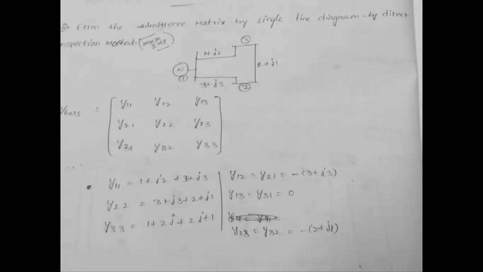Next Y22. Y22 is equal to 2 plus j1 plus 3 plus j3. Next Y33 is 2 plus j1 plus 1 plus j2. These are the diagonal elements Y11, Y22, Y33. After that we find the non-diagonal elements, that is Y12, Y13 and Y23.